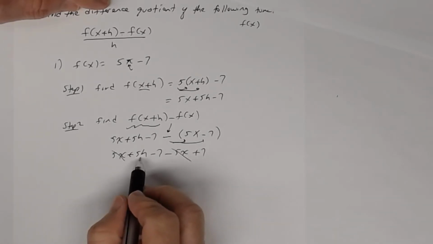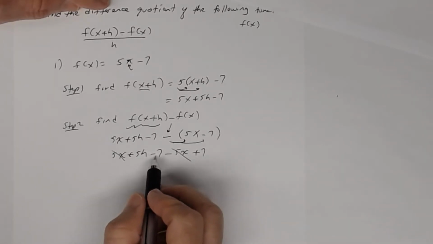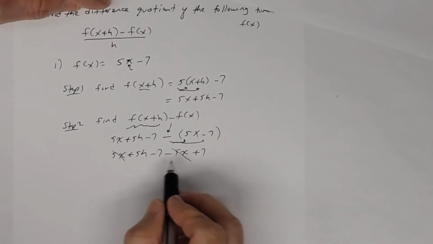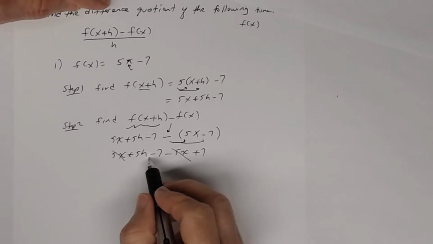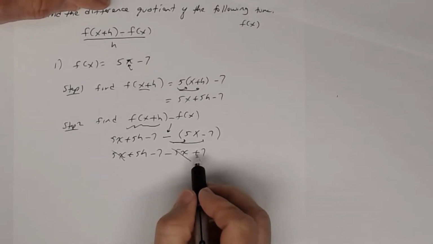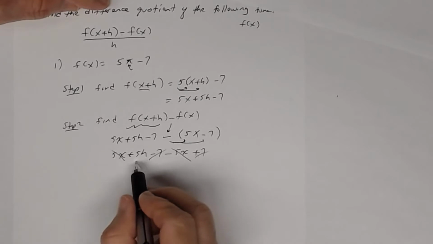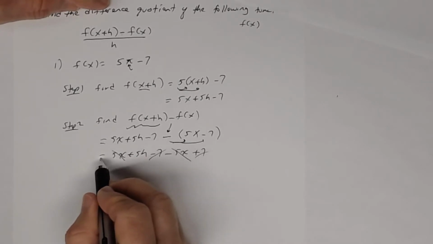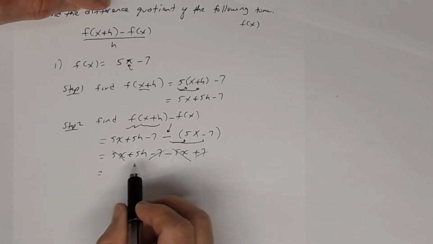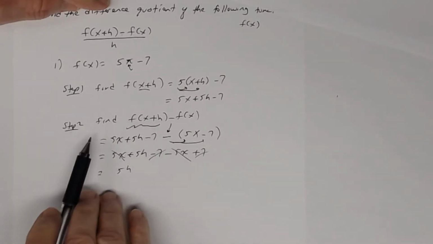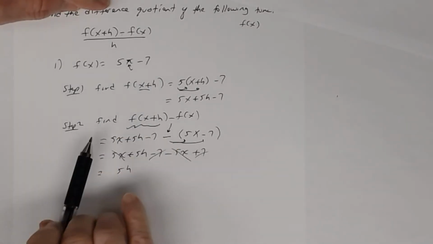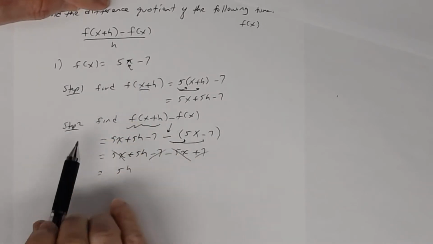This has a factor of h, so it stays. Now when I say it stays, its opposite is not located anywhere. This does not have a factor of h, and you see its opposite. So negative 7 and a positive 7 is 0. So the only thing you have left is 5h. So that's step 2. You found step 2. But remember, at step 2, we're dealing with polynomials. In this case, it's a linear function.